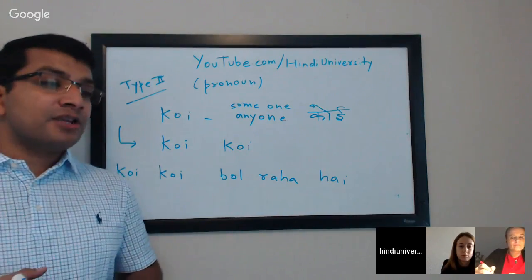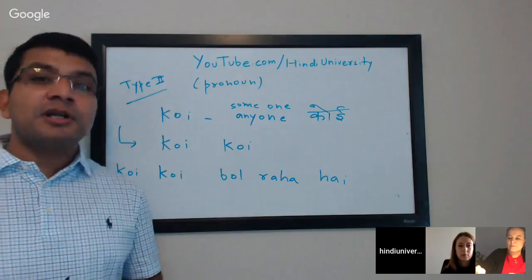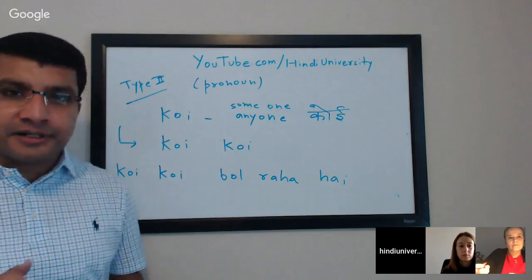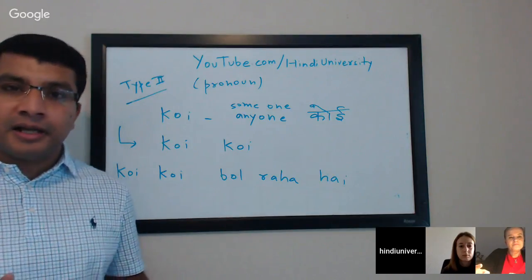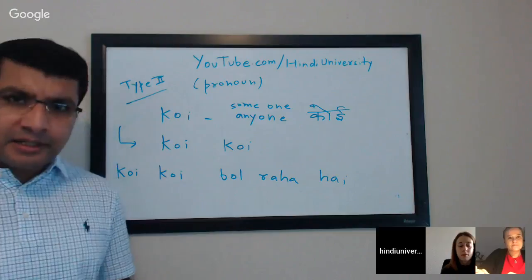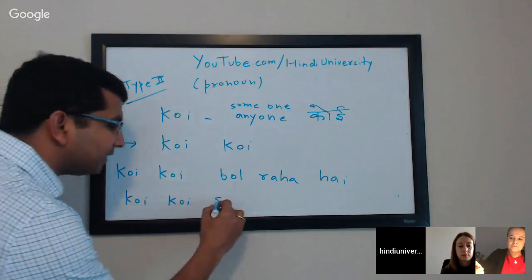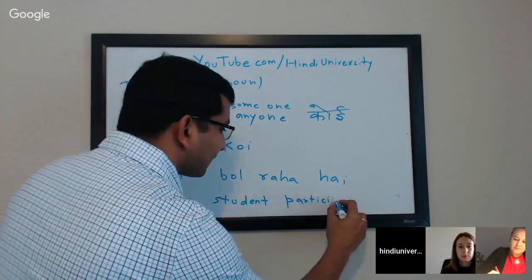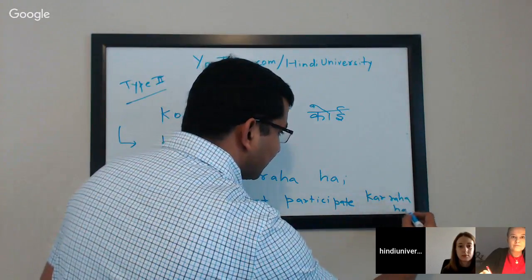Okay, so let's say you went to a class and most of the students are not even participating or talking. You are a little bit frustrated and you are saying, koi nahi bol raha hai, nobody's participating. Your fellow teacher comes to you and disagrees with you, saying, नहीं ऐसा नहीं है. No, there is nothing like that. कोई कोई बोल रहा है और कोई कोई स्टूडेंट पार्टिसिपेट कर रहा है.